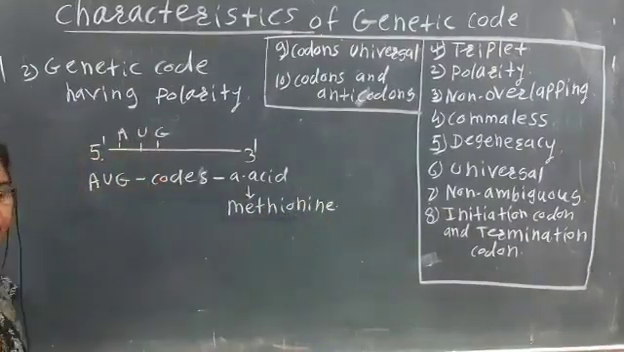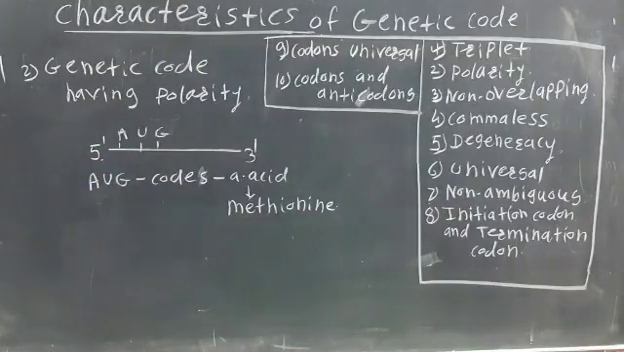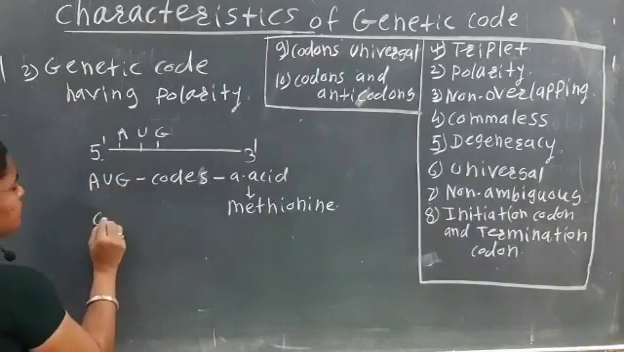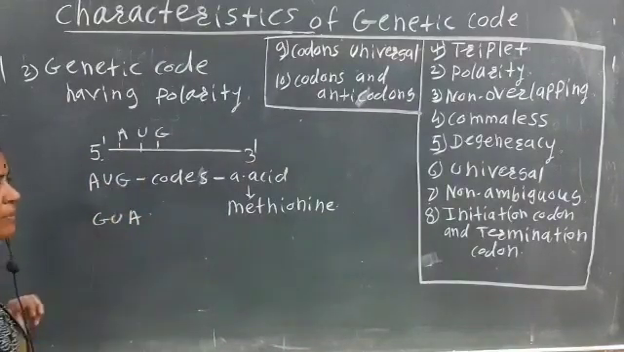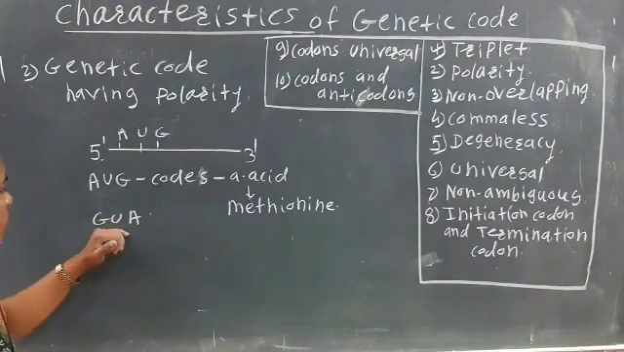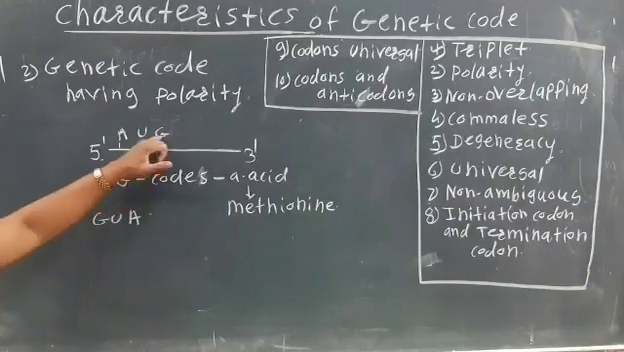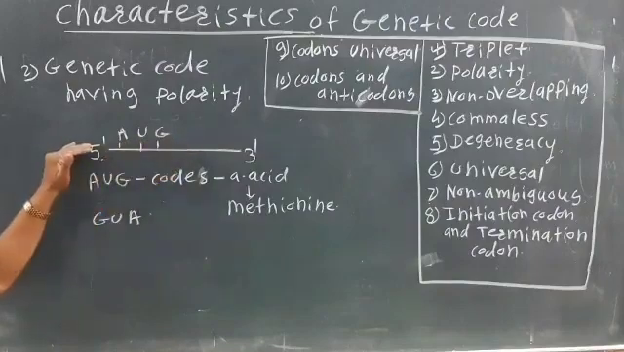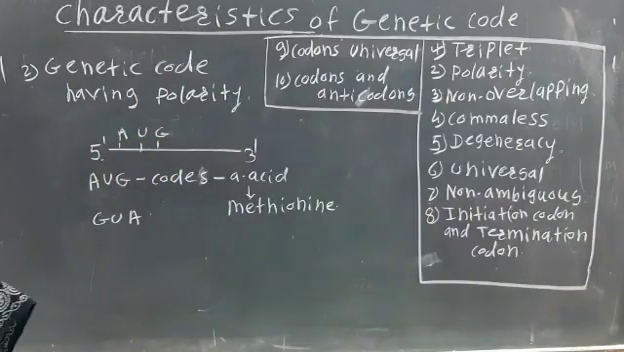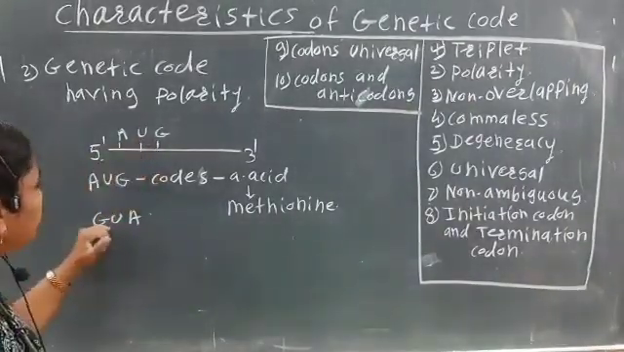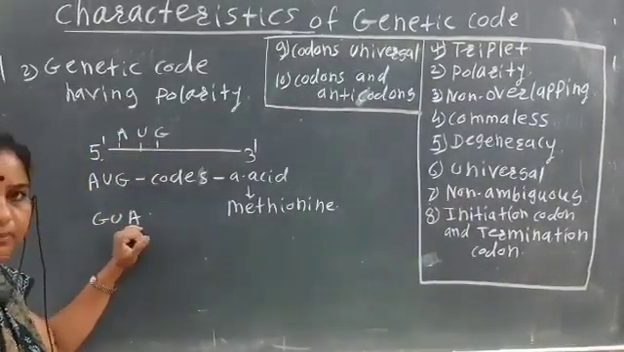Codes the amino acid methionine. If there will be a change, that is, if this AUG is changed to GUA, या पद्धतीने जर ते चेंज झालं, or if we read the code, that is the GUA, जर ते रीड केलं, it will be different. So here GUA will be a different codon.